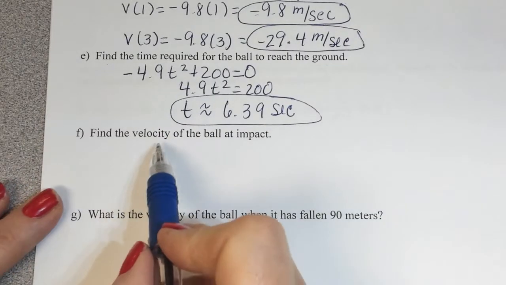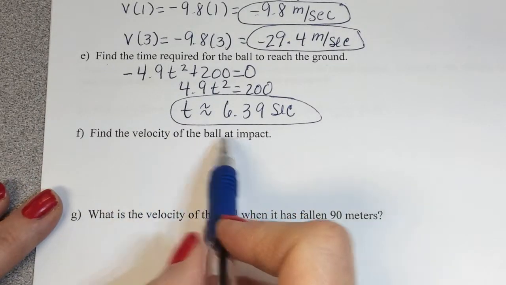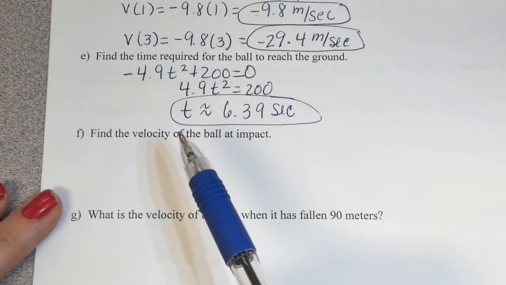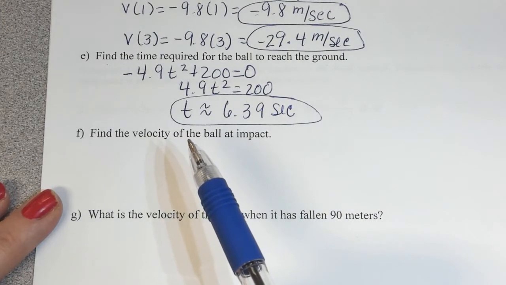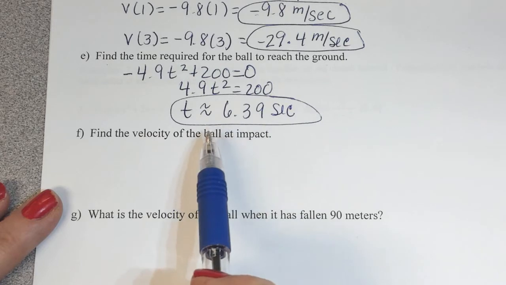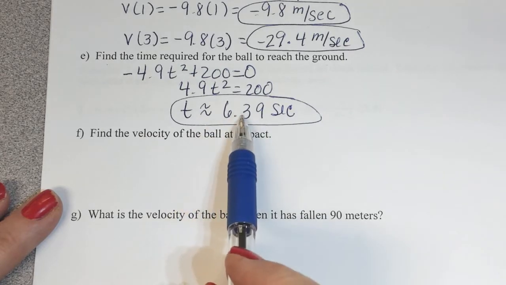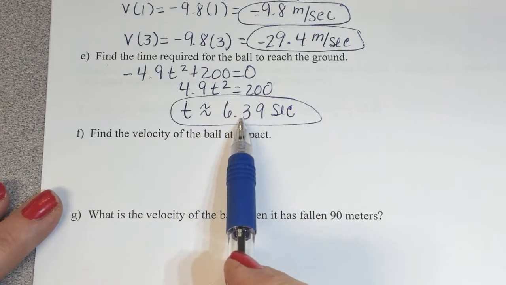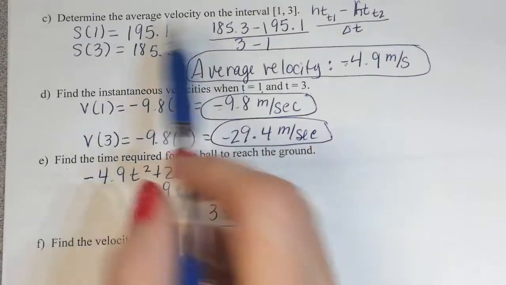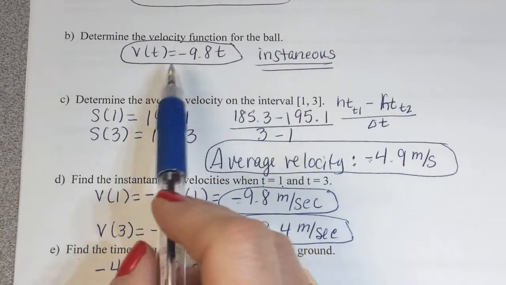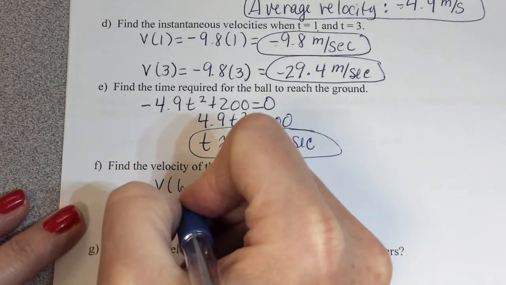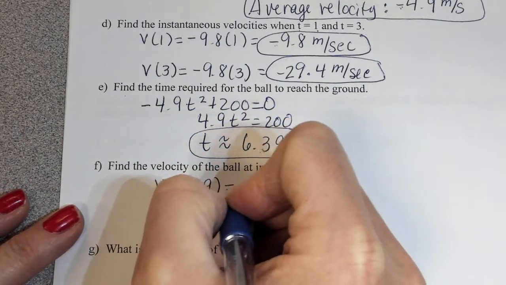Now we're asked to find the velocity of the ball at impact. Well, we don't know that. It's falling, it's going faster and faster as it has acceleration acting on it. So now I'm going to need to plug this time, because this is how long it takes, back into my instantaneous velocity function, which is right here. So I have to do v of 6.39.